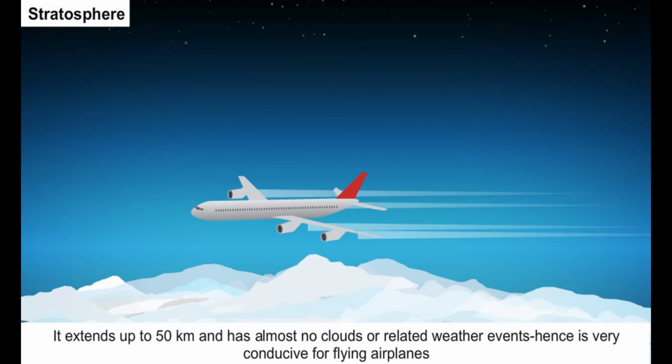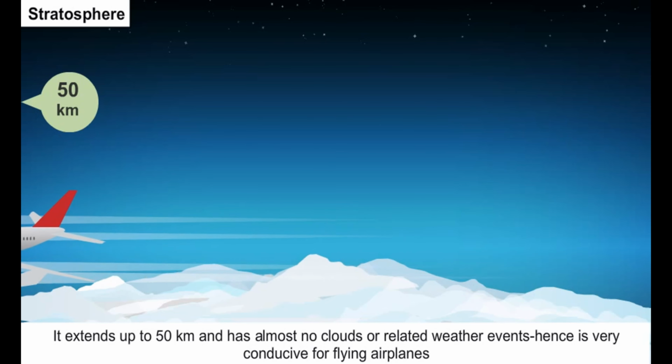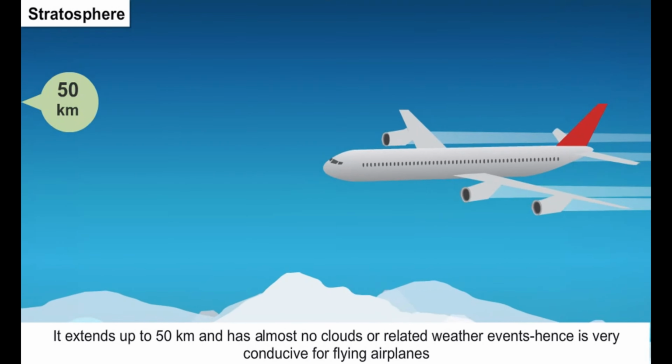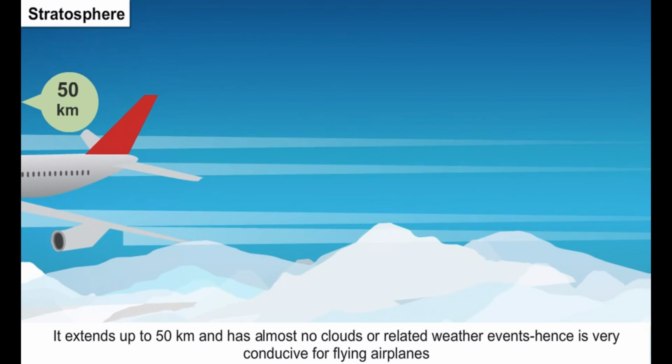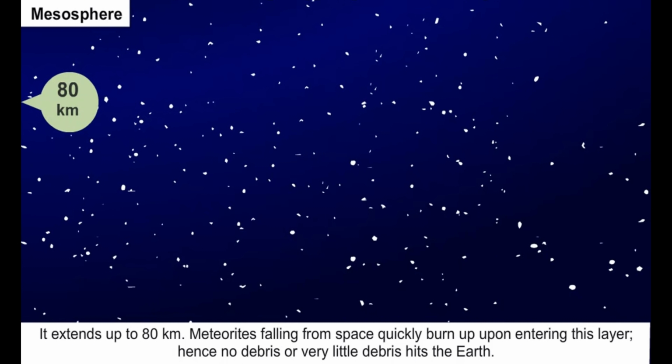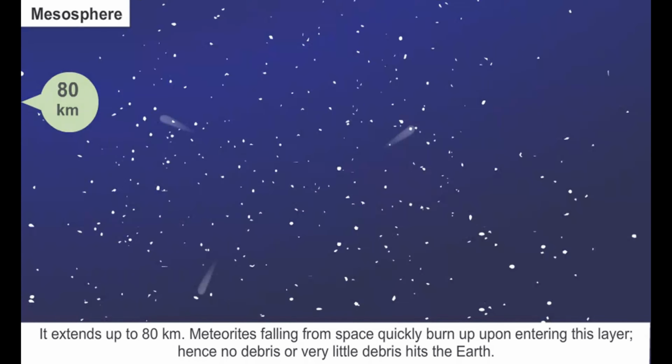Stratosphere. It extends up to 50 km and has almost no clouds or related weather events, hence is very conducive for flying airplanes. It also has a layer of the gas, ozone, that protects us from harmful rays of the sun. Mesosphere. It extends up to 80 kilometers. Meteorites falling from space quickly burn up upon entering this layer. Hence, no debris or very little debris hits the Earth.